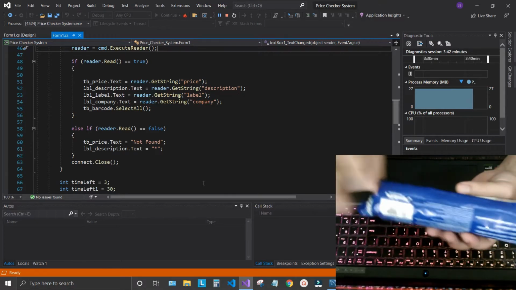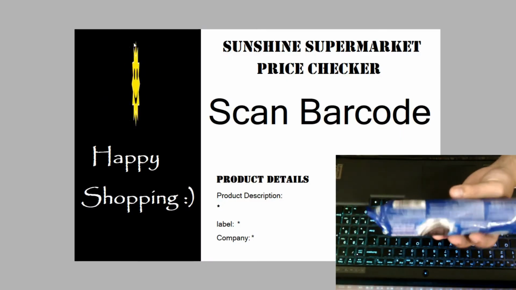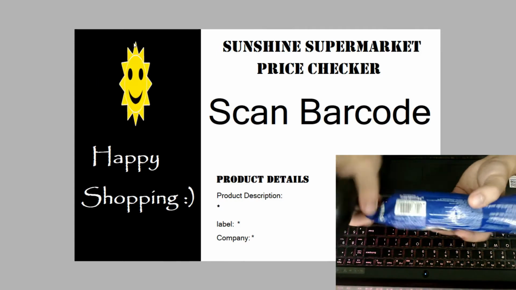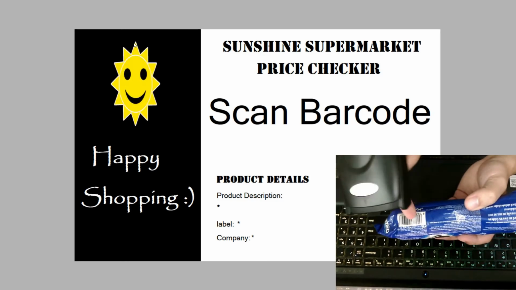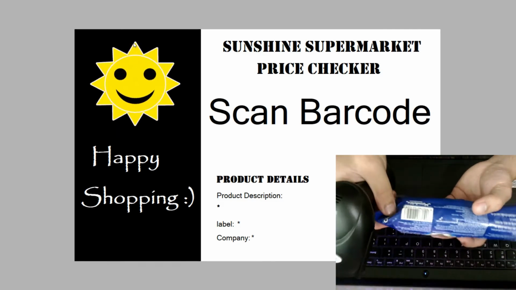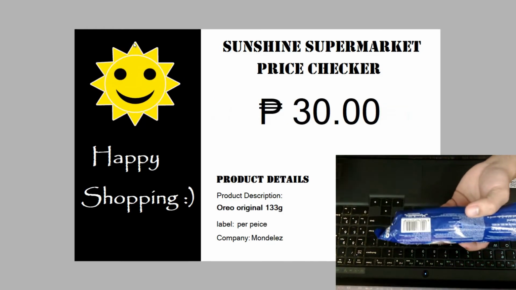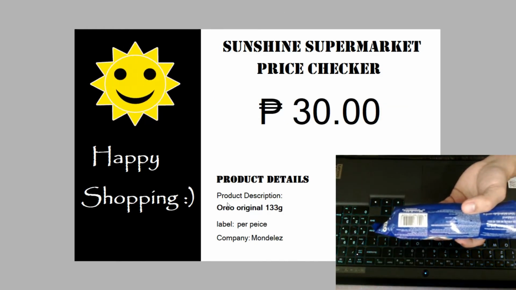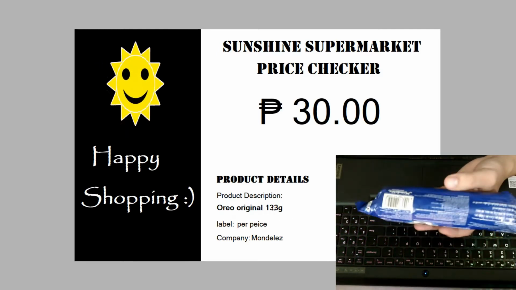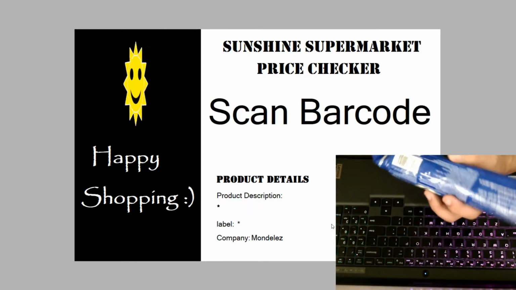These products are already registered to my database. So this is the design of the system. I'm going to scan the barcode of this one. The price and the details should display on this form. So I'm going to scan that one just like that. There, it displays the price. Here in the product details, this is the description, the original 133 grams. This is per piece, and the company is one.